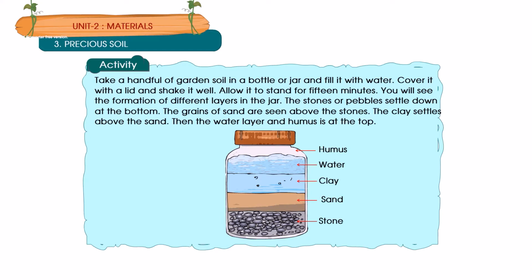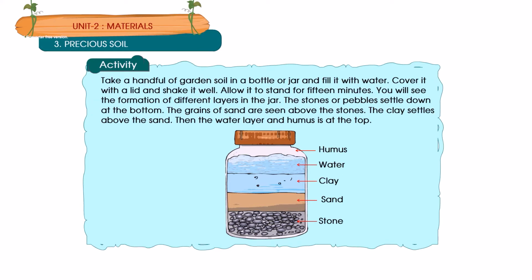The stones and pebbles settle down at the bottom. The grains of sand are seen above the stones. The clay settles above the sand. Then the water layer and humus is at the top. Humus, water, clay, sand, stone.